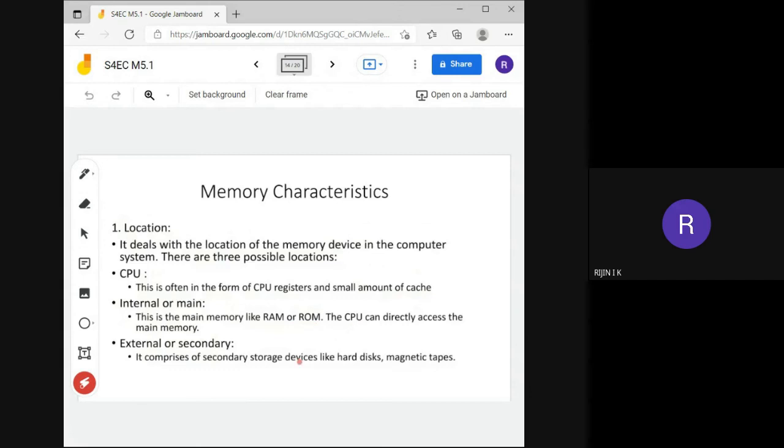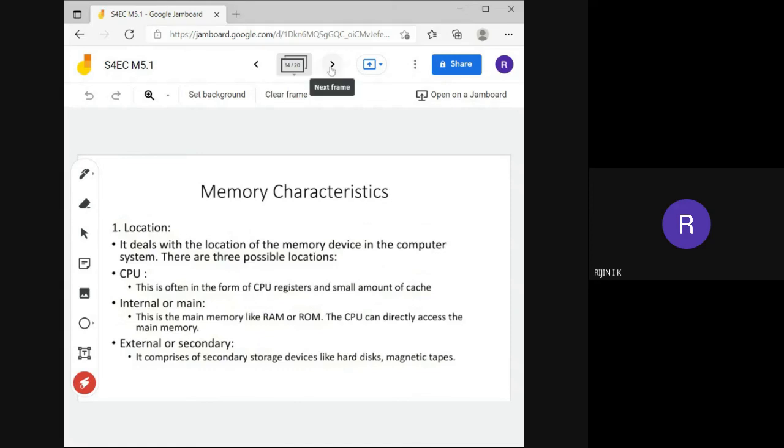Then the third classification is external or secondary memory. Our hard disk and magnetic disk come here. It comprises secondary storage devices like hard disk and magnetic tape. So these are the three possible locations of memories: in the CPU, the CPU registers and a small amount of cache; then internal memory, that is RAM and ROM, which the processor can directly access; then external memory, that is hard disk, magnetic tape and all.